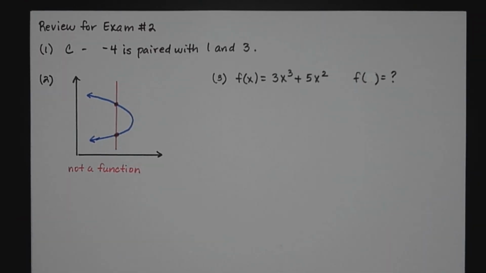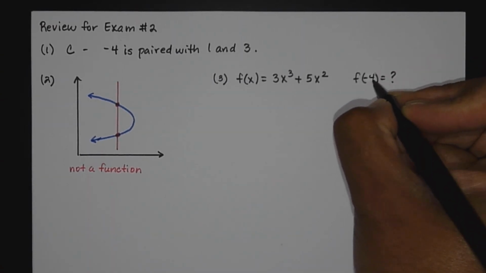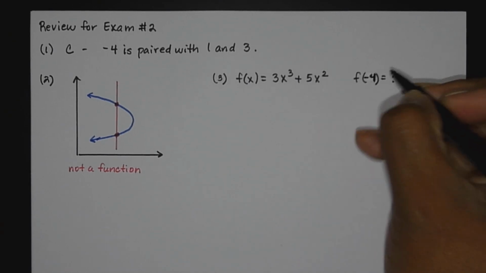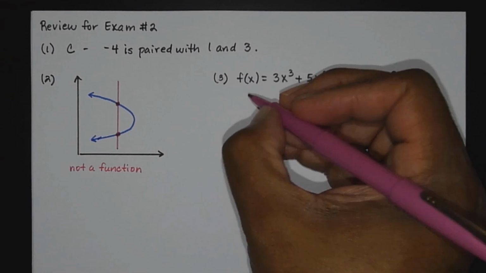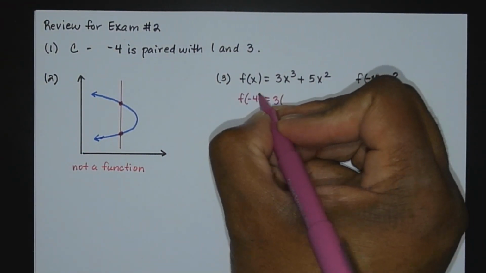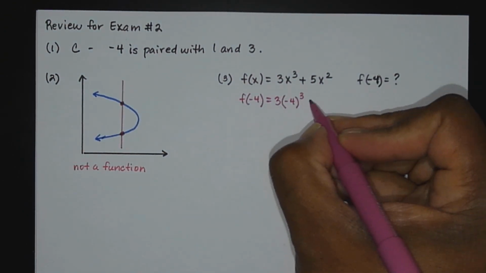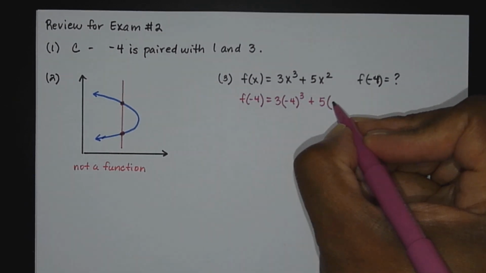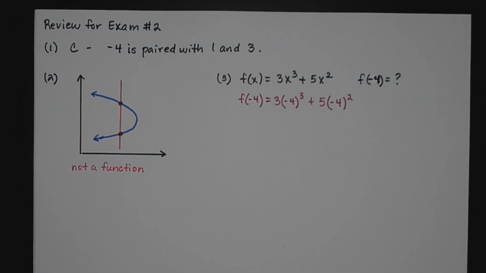So we're finding f of -4, which means we substitute the x with -4. So f of -4 is equal to 3 times x replaced with -4, cubed, plus 5 times x, which is -4, squared. And then we just simplify from here.